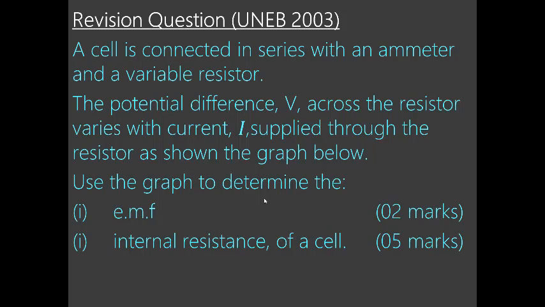Let's look at this example, which was a revision question, and actually I want you to do this. In 2003, paper 2, they asked: a cell is connected in series with an ammeter and a variable resistor. The potential difference V across the resistor varies with the current I supplied through the resistor as shown in the graph below. Use the graph to determine, one, the EMF, two, the internal resistance of the cell.